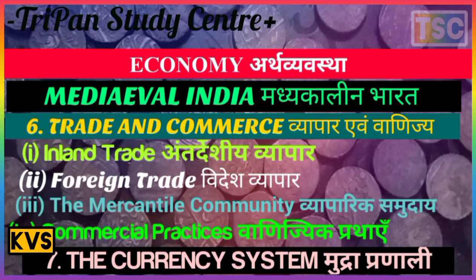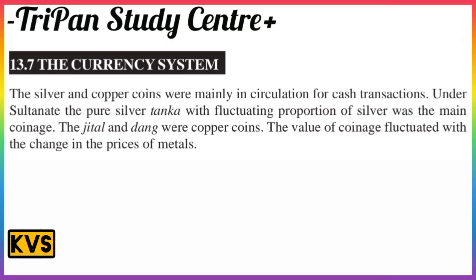The next most important topic here is the currency system, during the Mughal Empire and the medieval period. Silver and copper coins were mainly in circulation for cash transactions. Under the Sultanate, the pure silver tanka, with a fluctuating proportion of silver, was the main coinage. The jital and the dam were copper coins. The value of the coins fluctuated with changes in the price of metal.